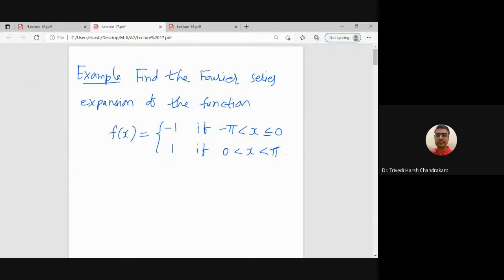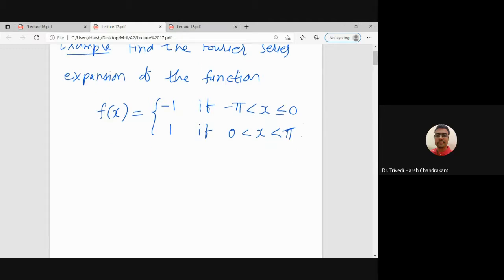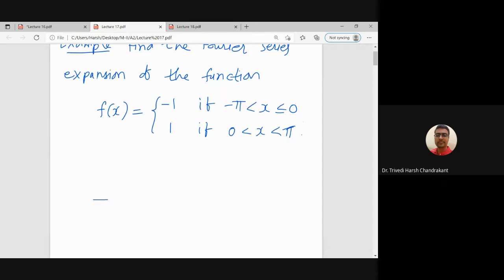So today we want to discuss the first example, which is to find the Fourier series expansion of the function f(x) equals to. So this is a step function, right? It takes the value, so what will be the graph of this function? Minus pi to 0 and 0 to pi.